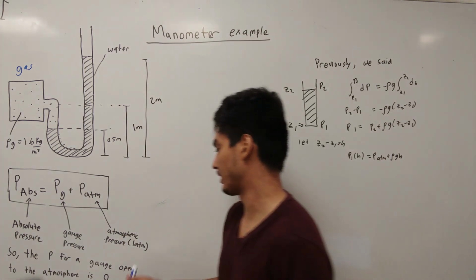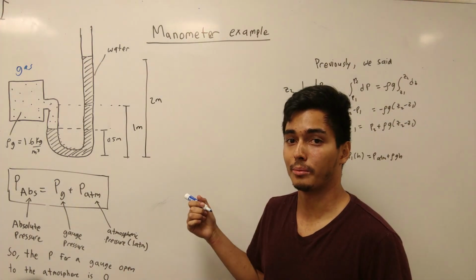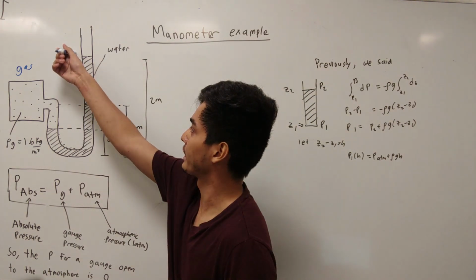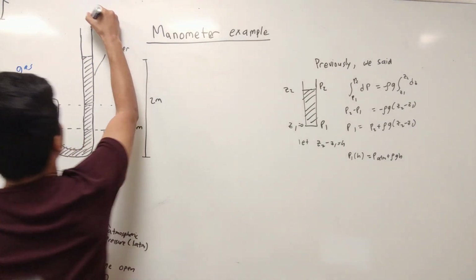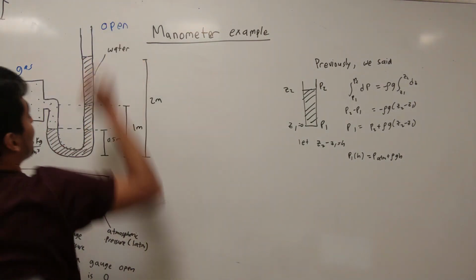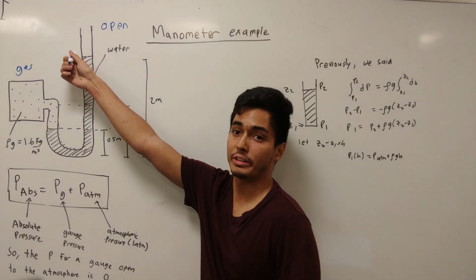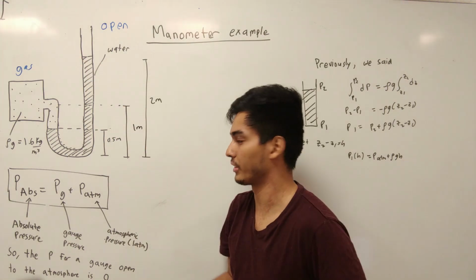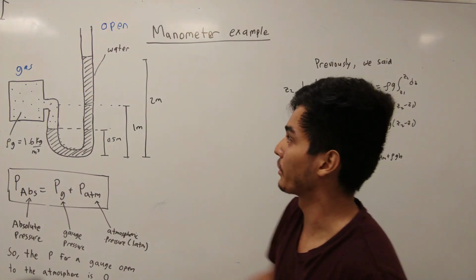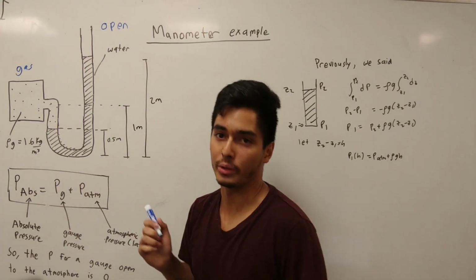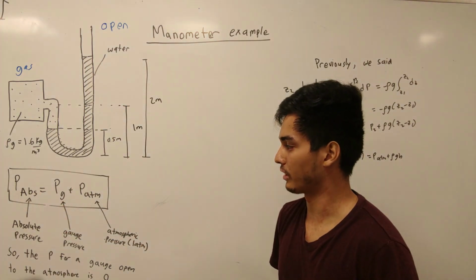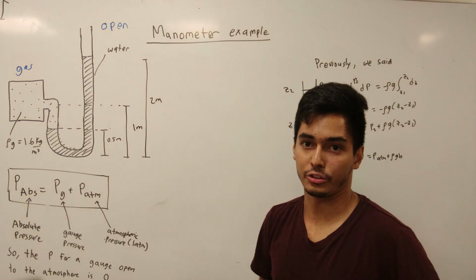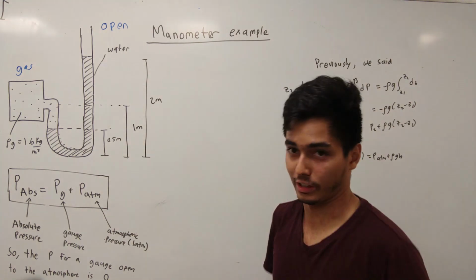So for a gauge that is open to the environment, namely if you put a gauge right here, this is an open system, and the gauge over here is going to be 0, right? Because it doesn't care about the atmospheric pressure. But the absolute pressure is going to be 1 atm. Okay, so that was the first confusing thing for me during chemical process analysis.